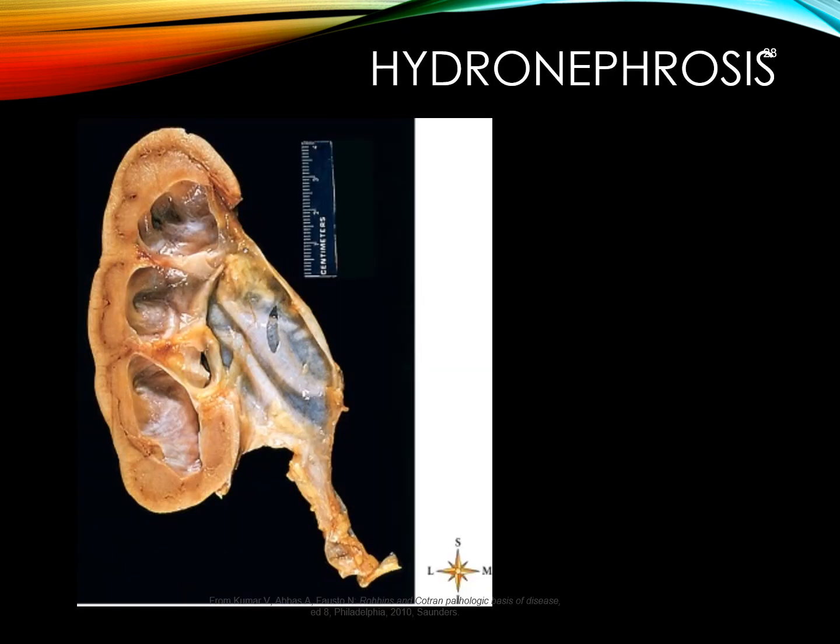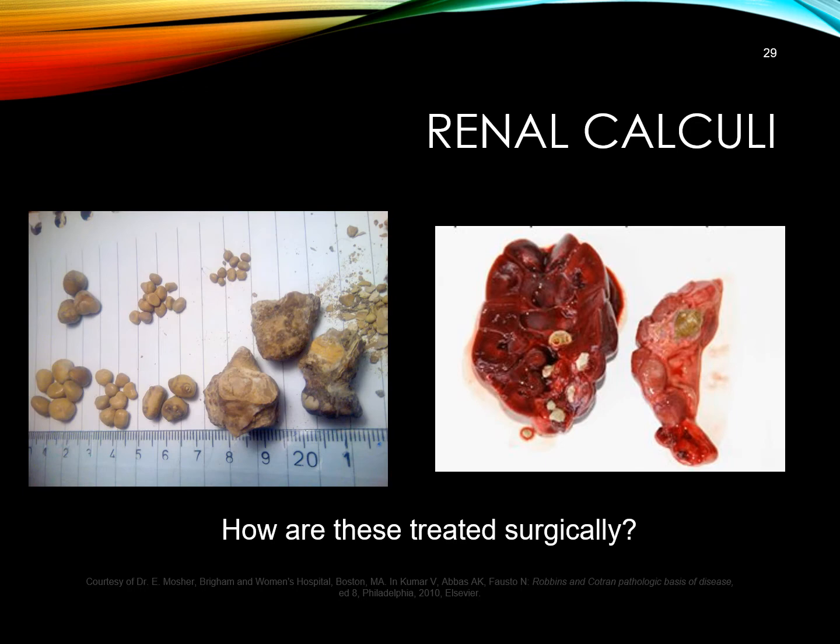Here we're looking at an image of a hydronephrosed kidney, so you can see how dilated this renal pelvis is here, and where the calyces are, those are extremely enlarged. Again, if urine can't flow, it's going to back up into the kidney, and that's what's going to cause this hydronephrosis.